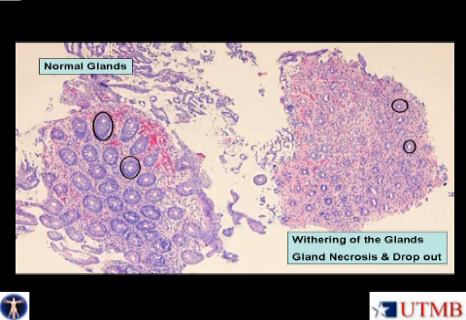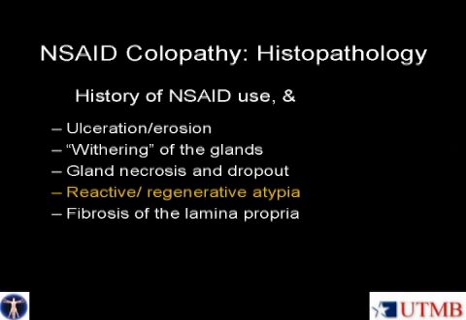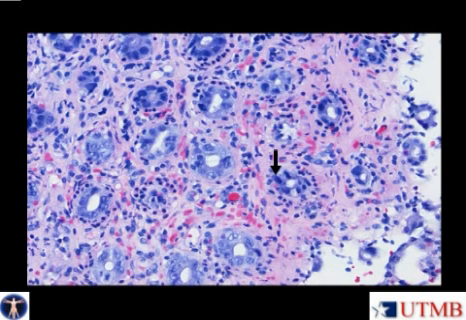Inflammatory cells may be seen surrounding the gland remnants. Enlarged hypochromatic nuclei are seen, indicative of reactive or regenerative atypia.